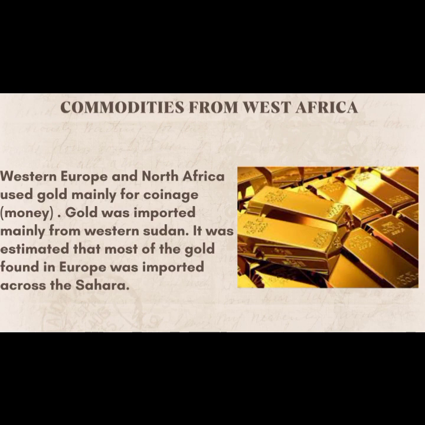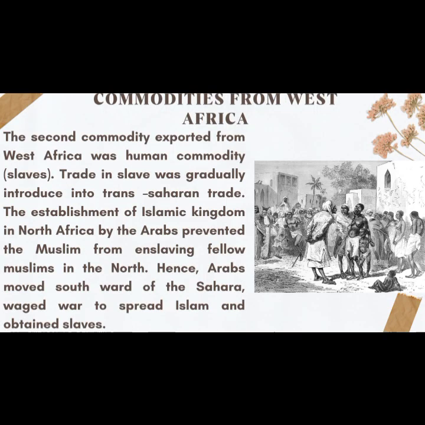It was estimated that most of the gold found in Europe was imported across the Sahara. The second commodity exported from West Africa was human commodity, and by that we mean slaves. Trade in slaves was gradually introduced into trans-Sahara trade. The trade grew following the establishment of Islamic Kingdom in North Africa.